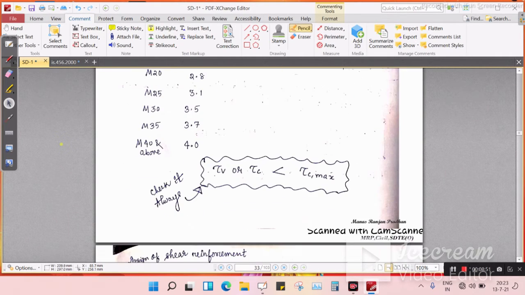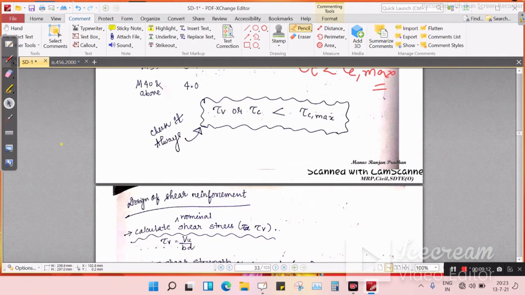The most important thing is we have to confirm that tau v, the nominal shear, and the design shear are both less than tau c max. Both should be less than tau c max. Then we can move forward with our design. So what is tau c max?